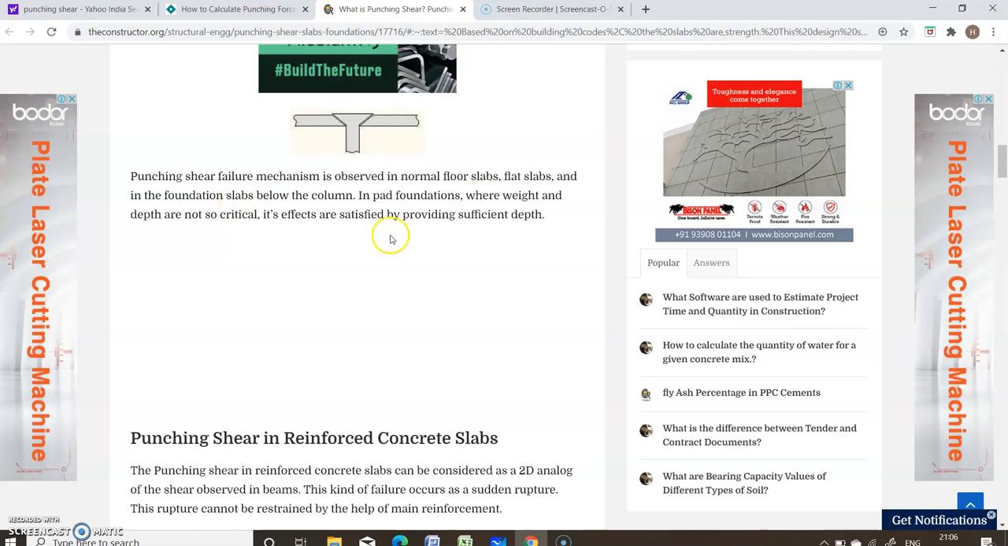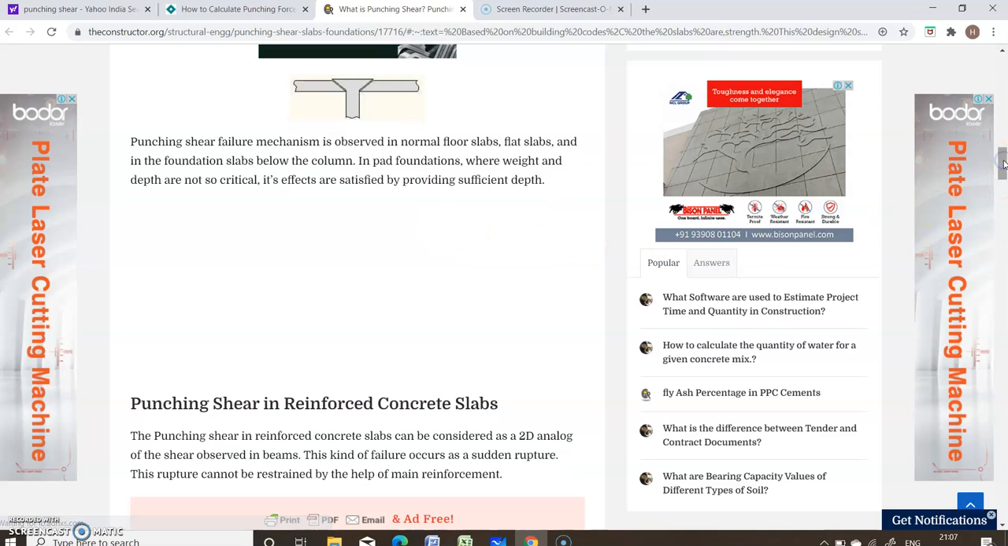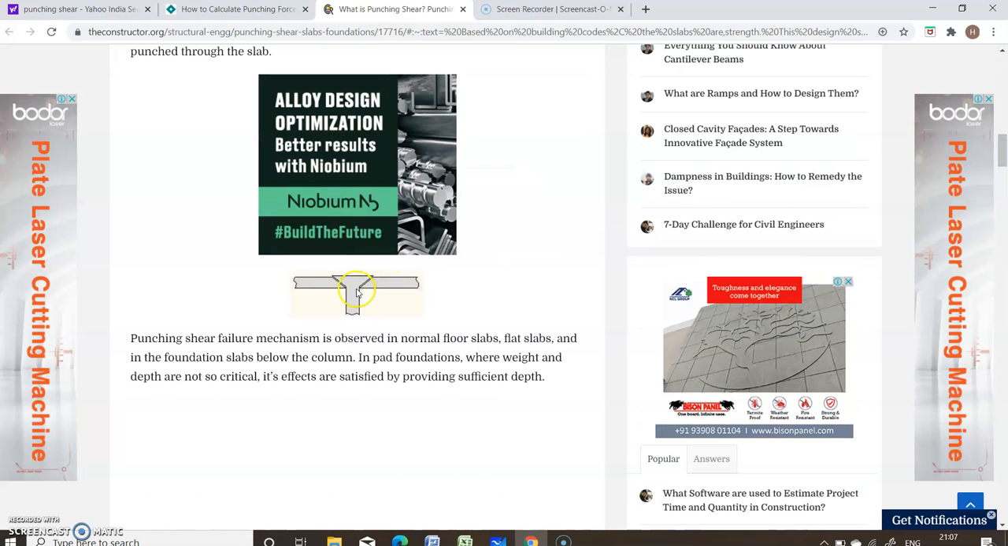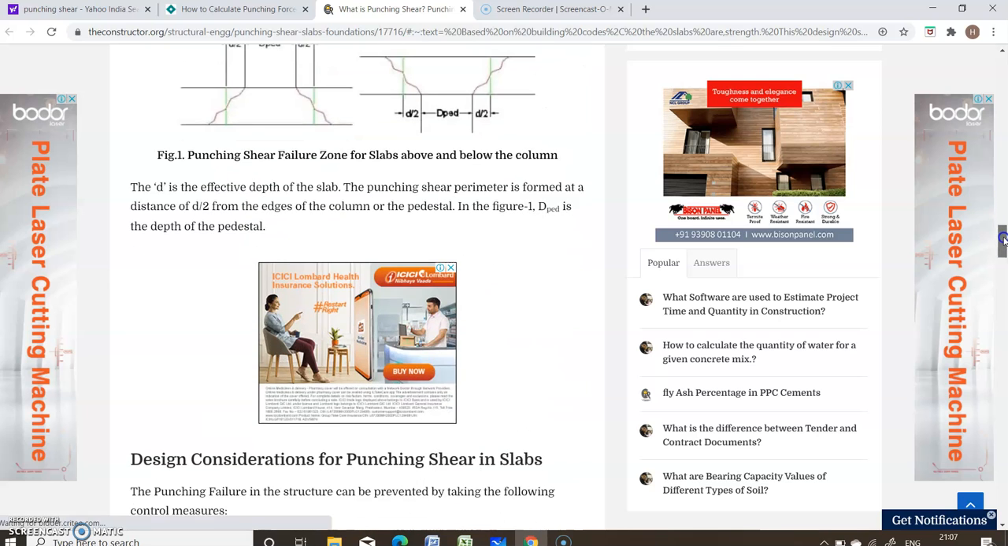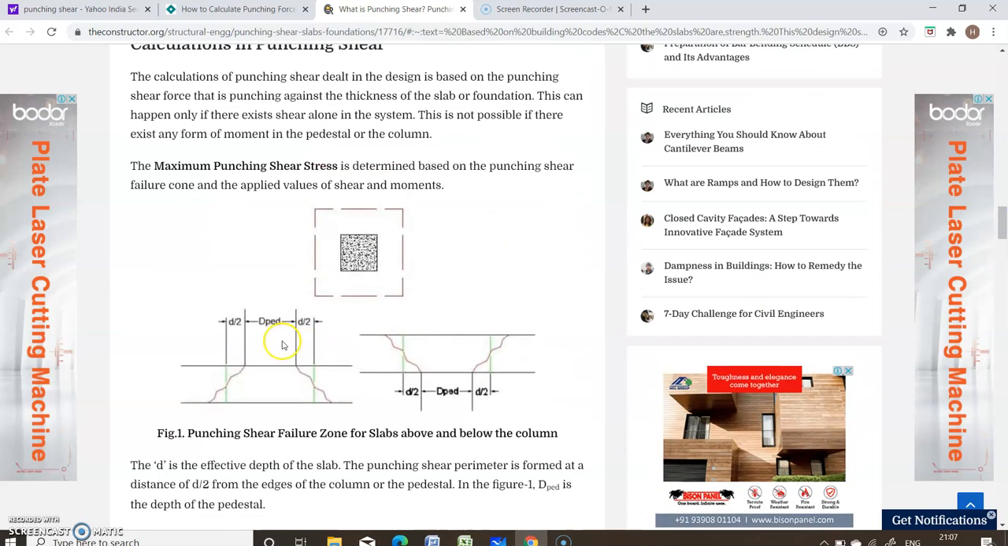In pad foundations where weight and depth are not so critical, its effects are satisfied by providing sufficient depth. So how can you prevent this punching failure? We can provide columns with column heads, and also we can increase the depth of the slab. Increasing the size of the column, etc., are some of the methods to prevent punching shear failure. So this will be the failure surface.